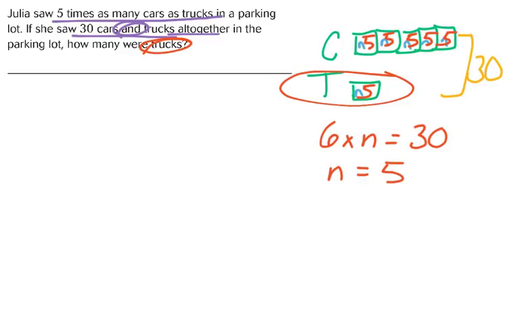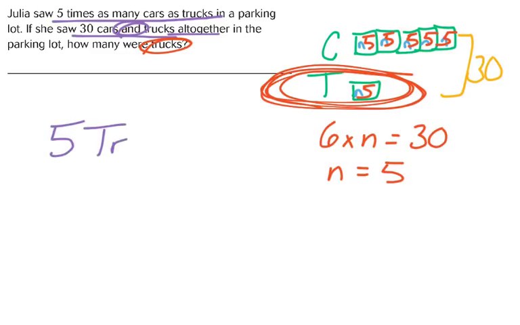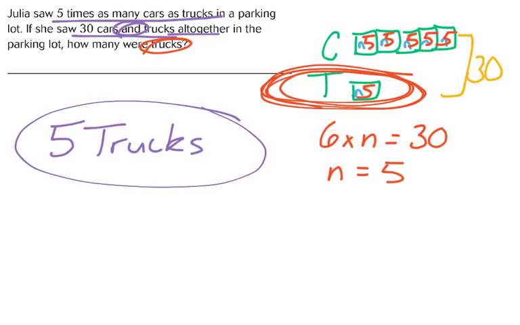And then I'm going to take a look at my page. And I've circled my trucks already, so I know that's what I'm solving for. And I've already replaced my n with 5, and I see that that's my only box. So I have my answer right there. I have 5 trucks. Okay? Circle that part that you're solving for, and then finish your problem so you don't forget that section.